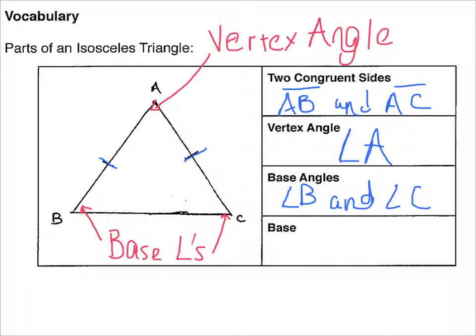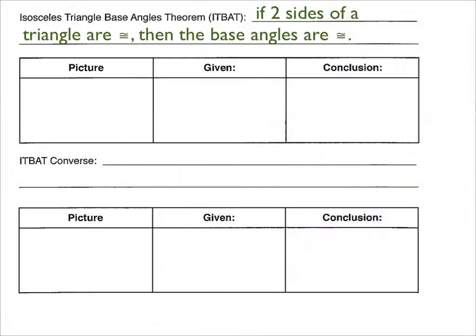The base of an isosceles triangle, there's a lot of different ways of looking at it. The base is a segment. It's the segment that is included by the two base angles. Or you could just say it's the side that's not one of the two equal sides. Or you could say that the base is the side that is opposite, across the triangle from the vertex angle. So there's lots of different ways to look at the base, but the base in this case is segment BC.